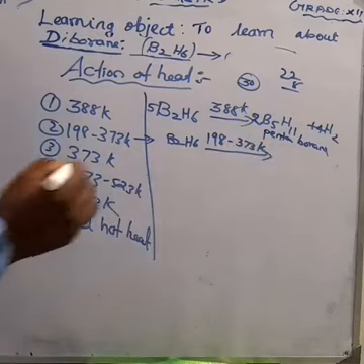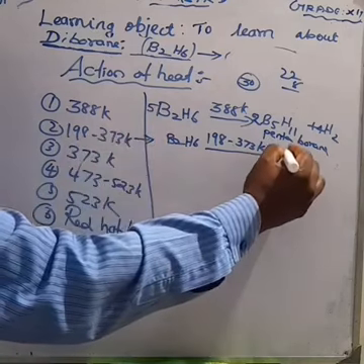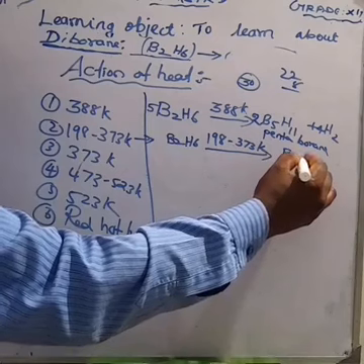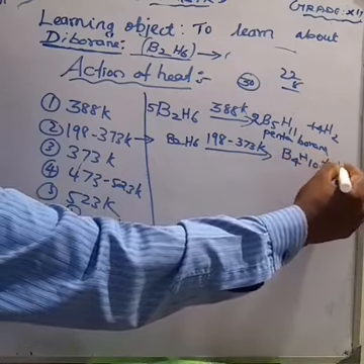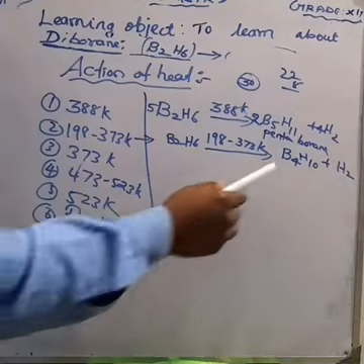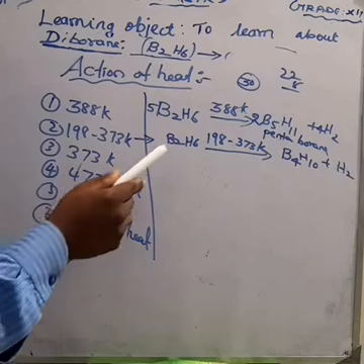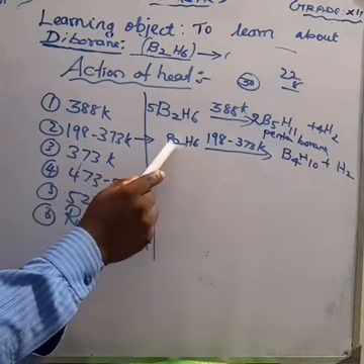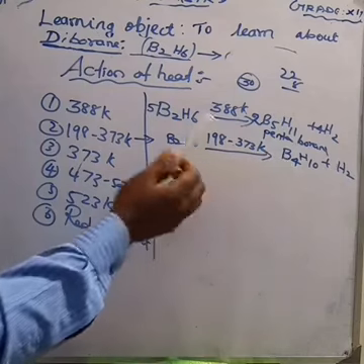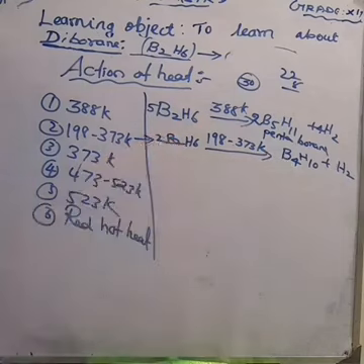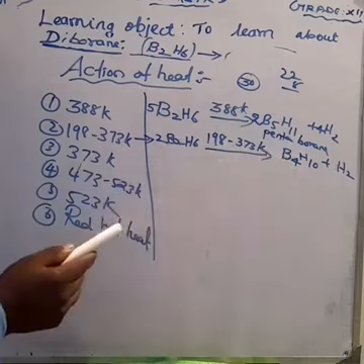198 to 373 Kelvin, we get tetraborane. Tetra means 4. That is B4H10 plus H2. That is the tetraborane. So how can you balance the reaction? The reactant side has 2 boron, the product side has 4 boron. So if you multiply the reactant side by 2, 2 into 2 is equal to 4. Then boron is balanced.